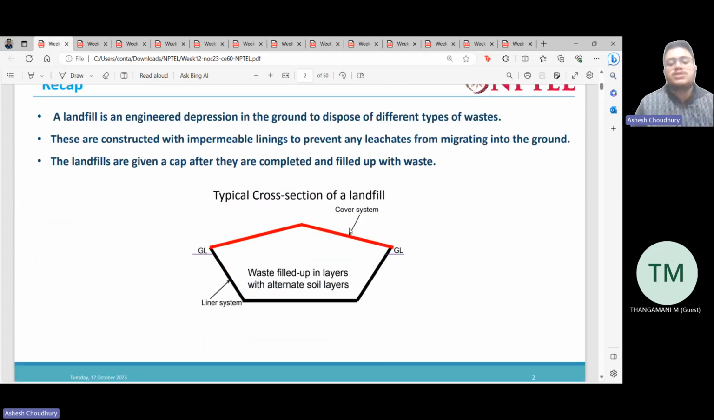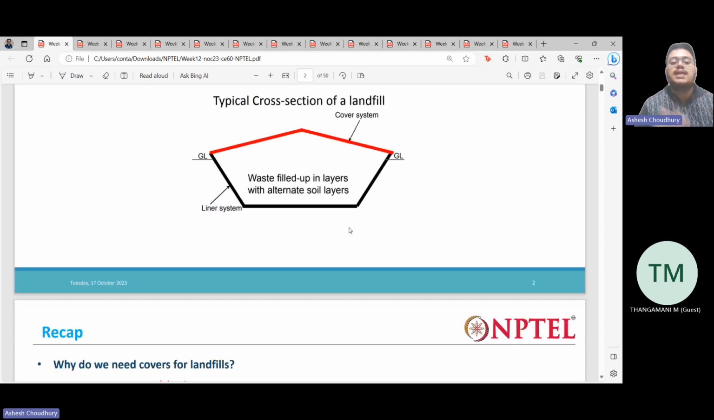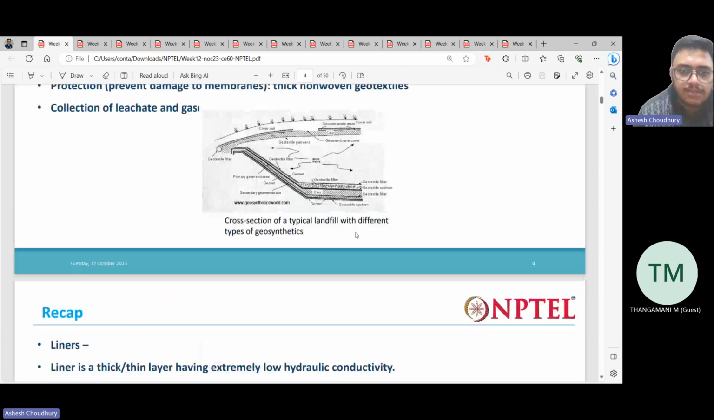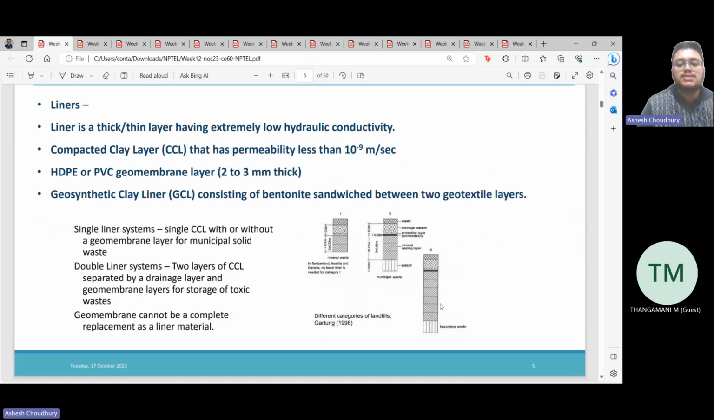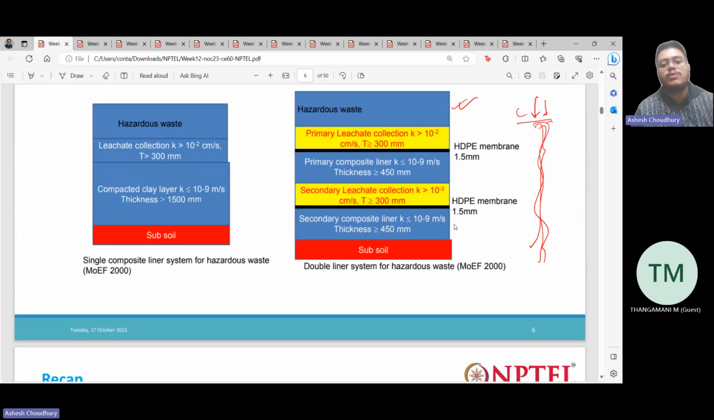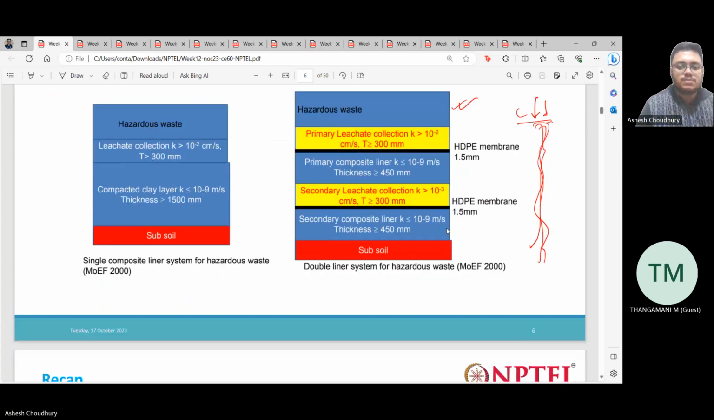And yesterday's class, as we know, we discussed landfills. Why are landfills actually required? Engineered and non-engineered landfills. Then, what are the types of waste: municipal solid waste or hazardous waste. Based on that, we need to decide the liner system: single liner system or double liner system. Where we are to use which one, all these things we discussed.